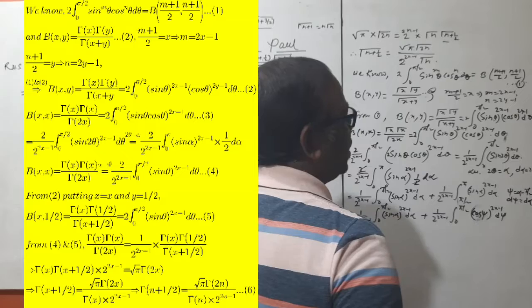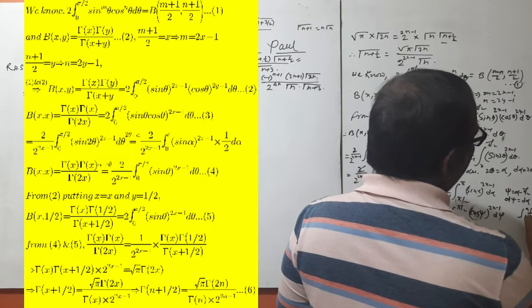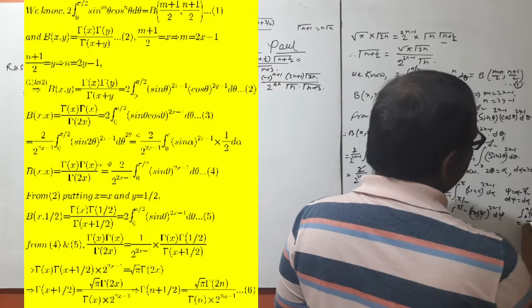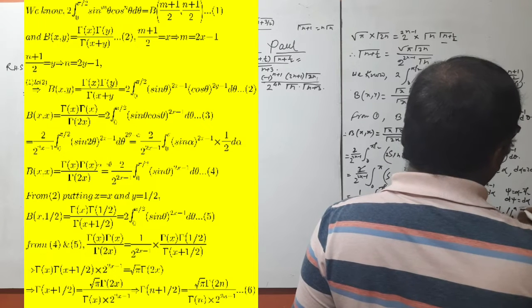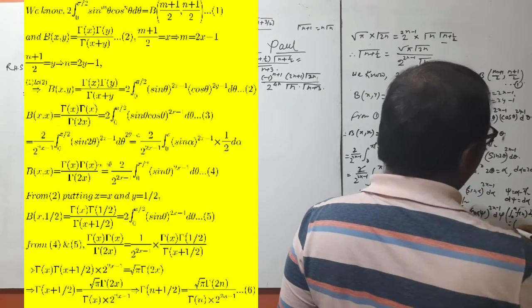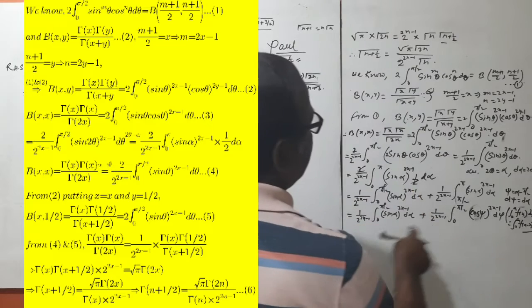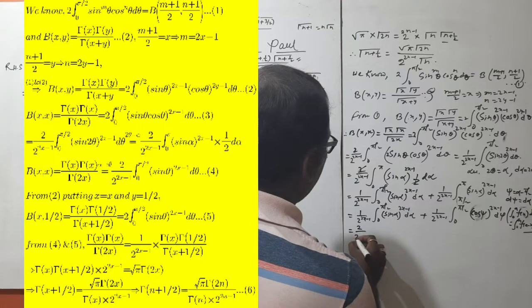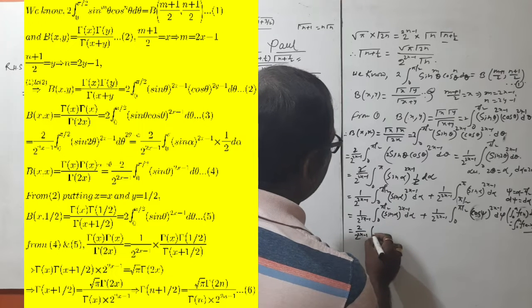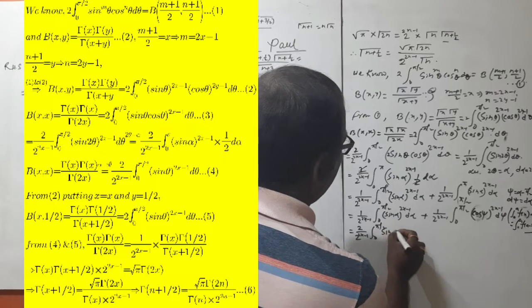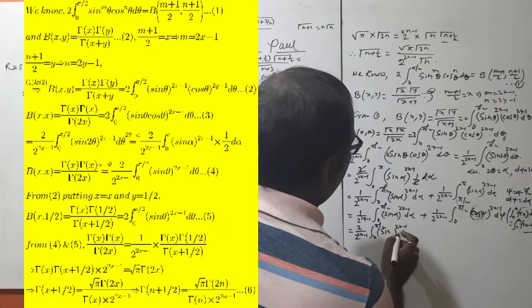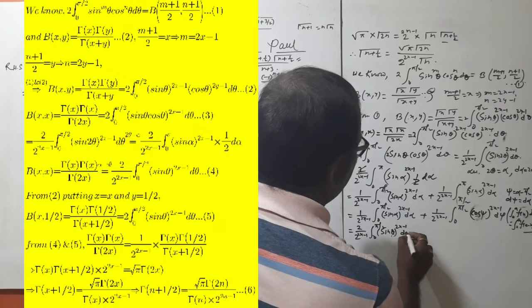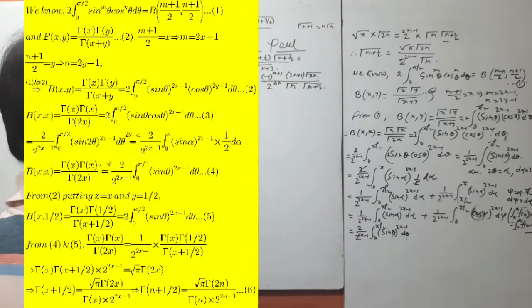If we apply the property that the integral from 0 to a of f of x dx is equal to the integral from 0 to a of f of a minus x dx, we can easily say both are the same. So this is 2 over 2 to the power 2x minus 1 times the integral from 0 to pi by 2 of sine alpha to the power 2x minus 1 d alpha. In place of alpha, you can write theta.